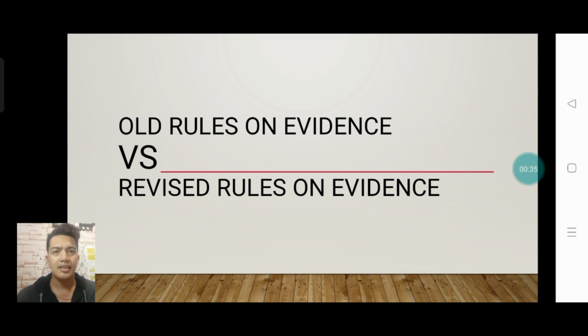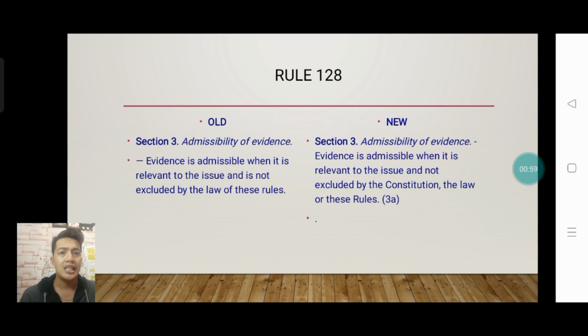Evidence, as defined under Rule 128 of the rules on evidence, is the means sanctioned by these rules of ascertaining in a judicial proceeding the truth respecting a matter of fact. But I will not elaborate on that definition because our main topic is all about the amendments of the old rules on evidence. So let us proceed to Rule 128 of the rules on evidence.